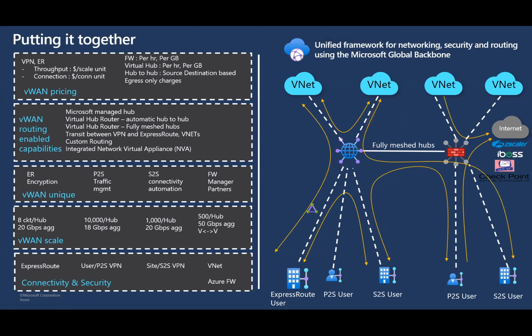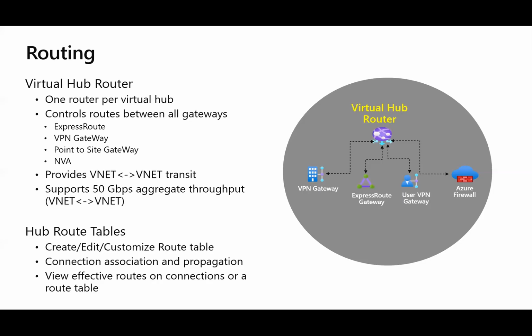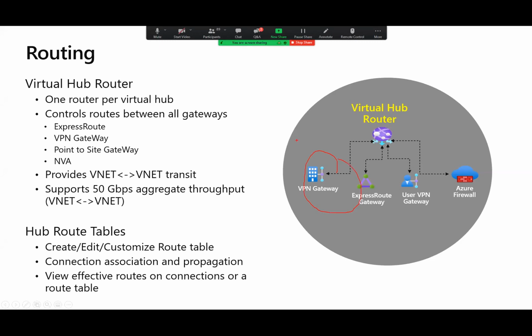Size of gateways is a very interesting thing. Then I just want to open up my gateways. In a virtual WAN hub, typically you've got VPN gateway, 20 gigabits per second. ExpressRoute gateway, 20 gigs per second. User VPN, 20 gigs. And Azure Firewall, 20 gigs. So you've got an 80 gig backplane between these four. And when you have an NVA, the NVA also gets 20 gigs. So that NVA would be Viptela, Barracuda, and VeloCloud.